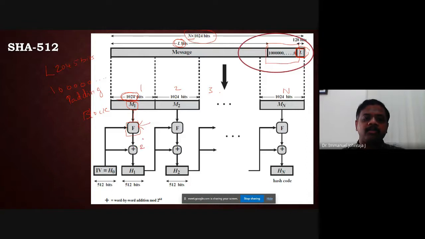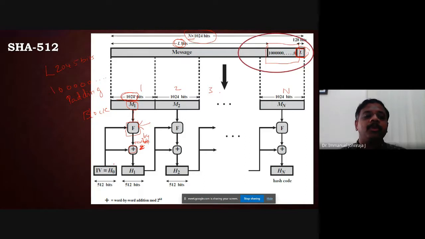The addition is modulo 2 raised to 64. It is going to add, and then it takes the modulus 2 raised to 64. In order to avoid the wraparound, it takes the mod value with 2 raised to 64, and that is what is happening here.